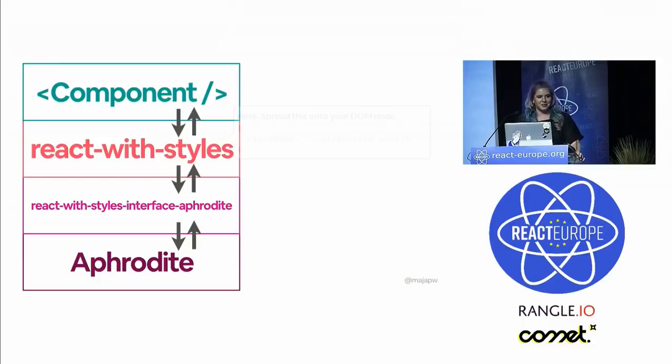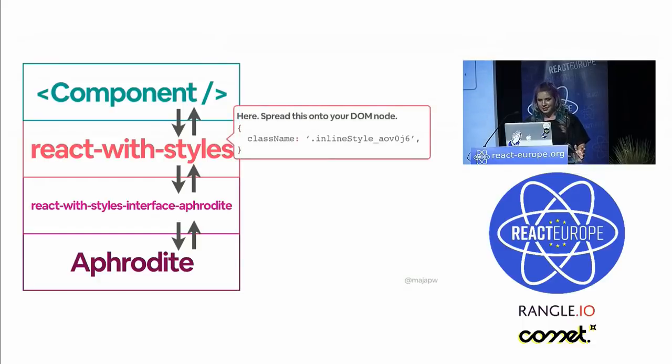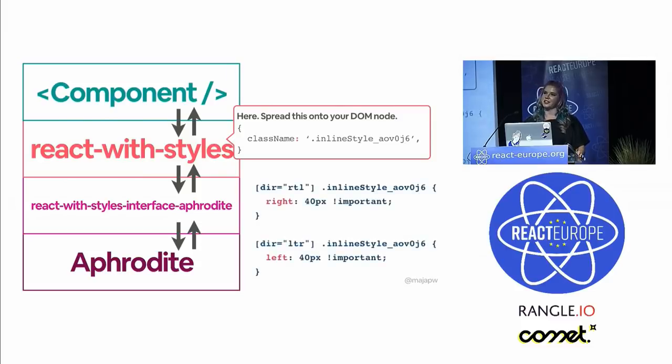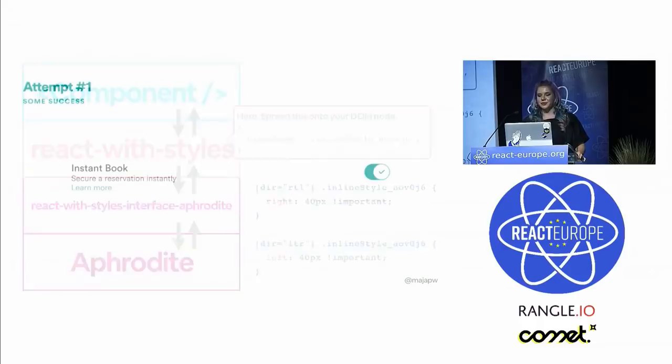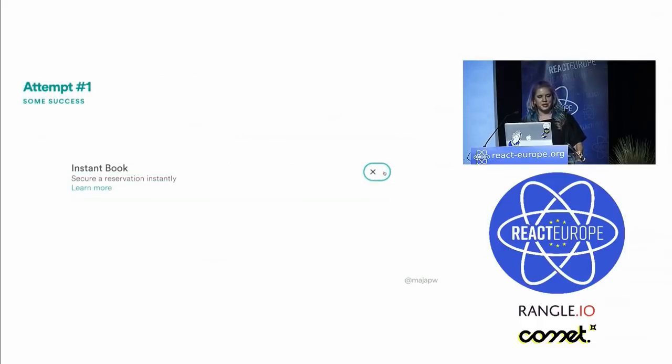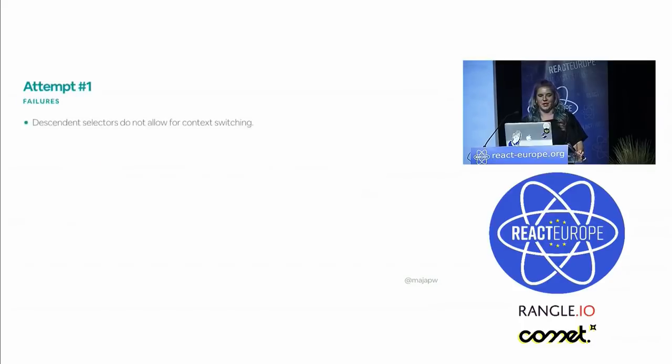Aphrodite would pass stuff back up the tree, and we'd get a class name this time to spread onto our component. And again, the injected CSS would have those descendant selectors. And this was pretty cool. Something pretty fancy, like this cute little rolling switch that we have. That animation's done entirely in CSS, so we flipped it in the strategy, and it just worked. Pretty neat.